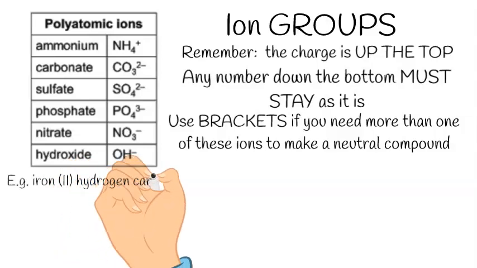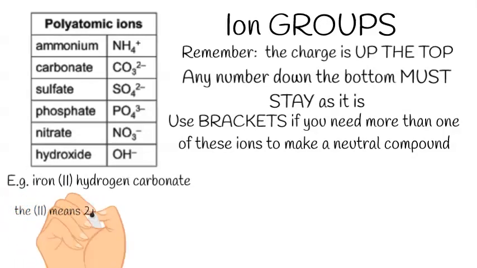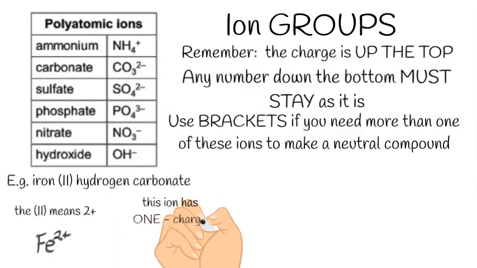There's actually only two parts to this word, the iron and the hydrogen carbonate. And I've chosen hydrogen carbonate because it's the one that's not listed in the table above. The 2 in iron 2 means 2+. So looking in your table of ions, you choose Fe2+. Hydrogen carbonate is in the -1 column, so it is HCO3 1-.